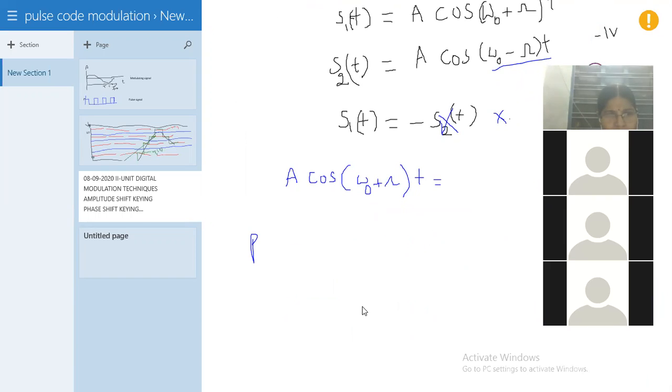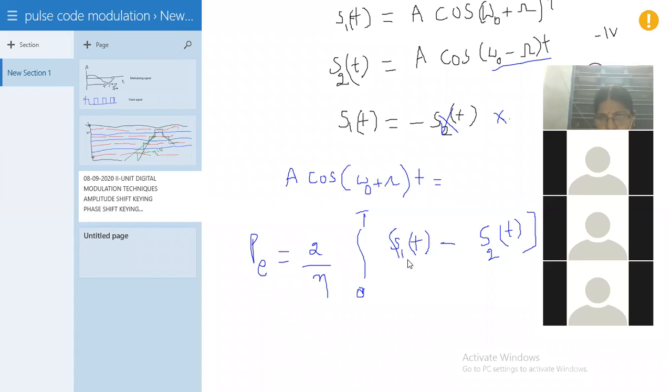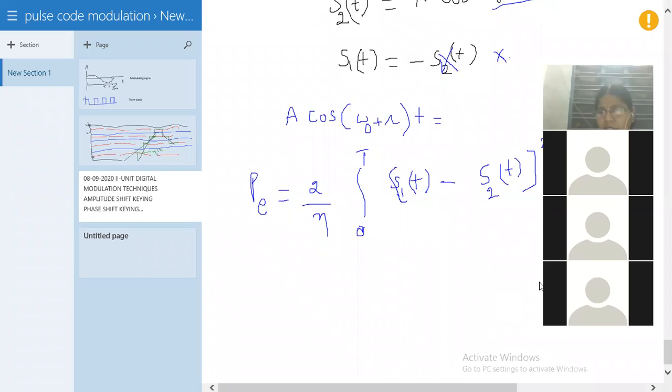So the probability of error for matched filter already we have calculated: 2 by eta integration 0 to T, S1 of t minus S2 of t, whole square, into dt. ఆల్రెడీ దిస్ ఫార్ములా యూజ్ చేసాము కదా మనం మ్యాచ్డ్ ఫిల్టర్కి. ఏమ్మా, మ్యాచ్డ్ ఫిల్టర్కి ఈ ఫార్ములా యూజ్ చేసాము కదా. సో దెన్ హియర్ we can substitute this one.